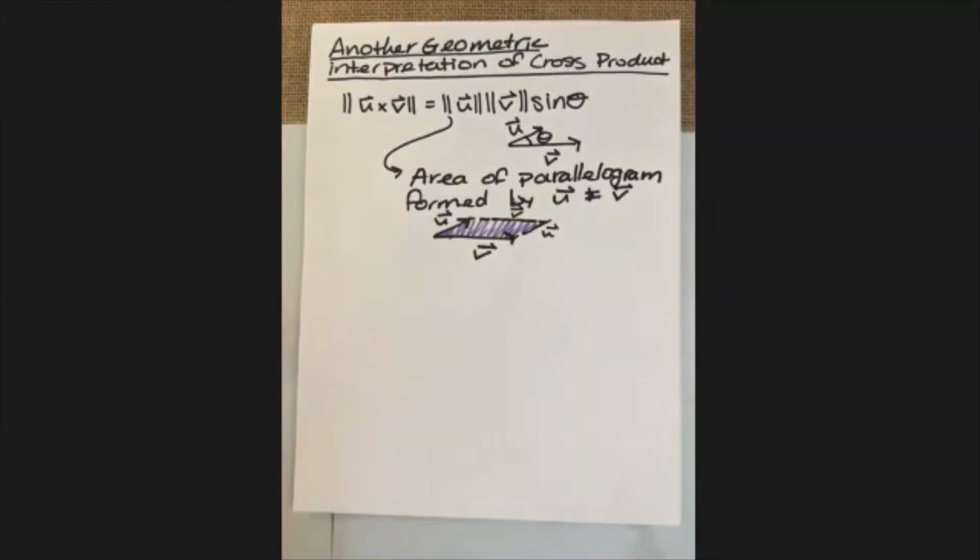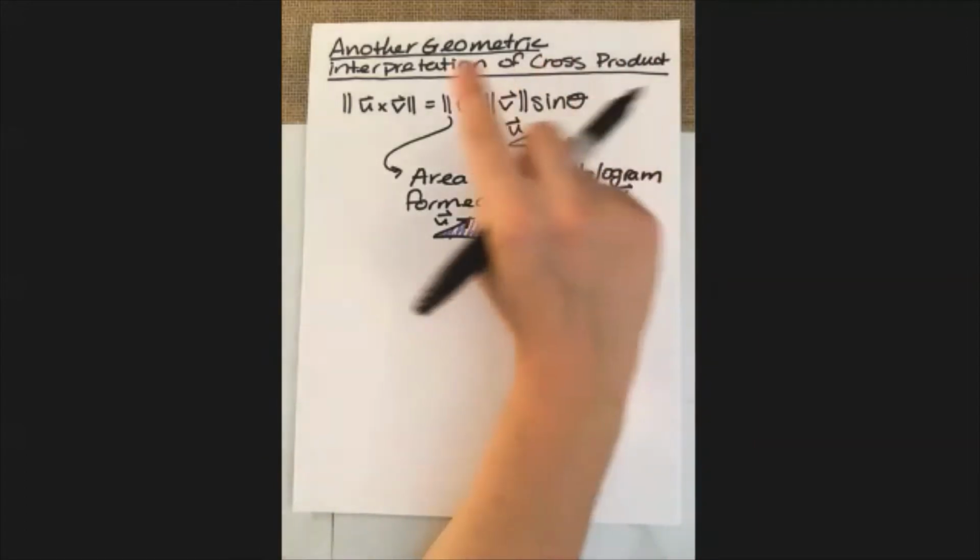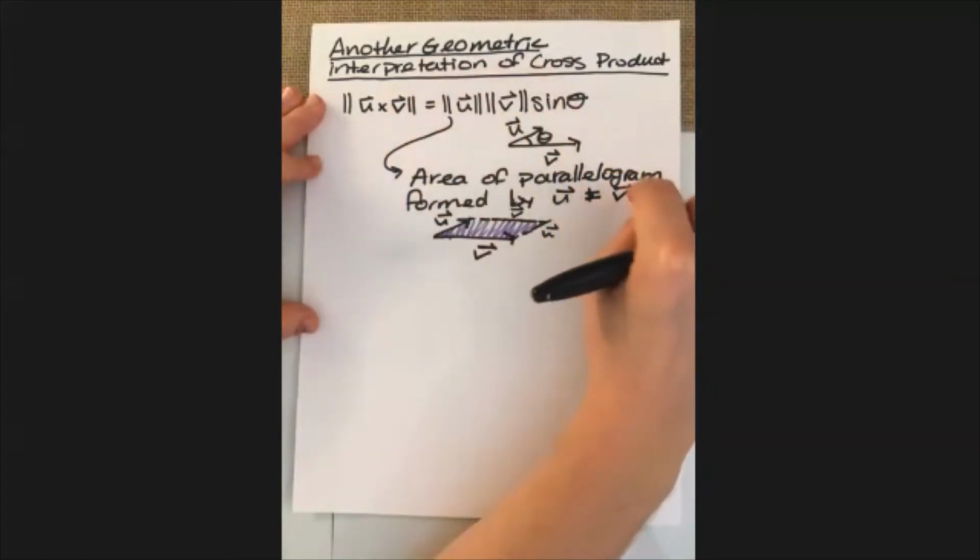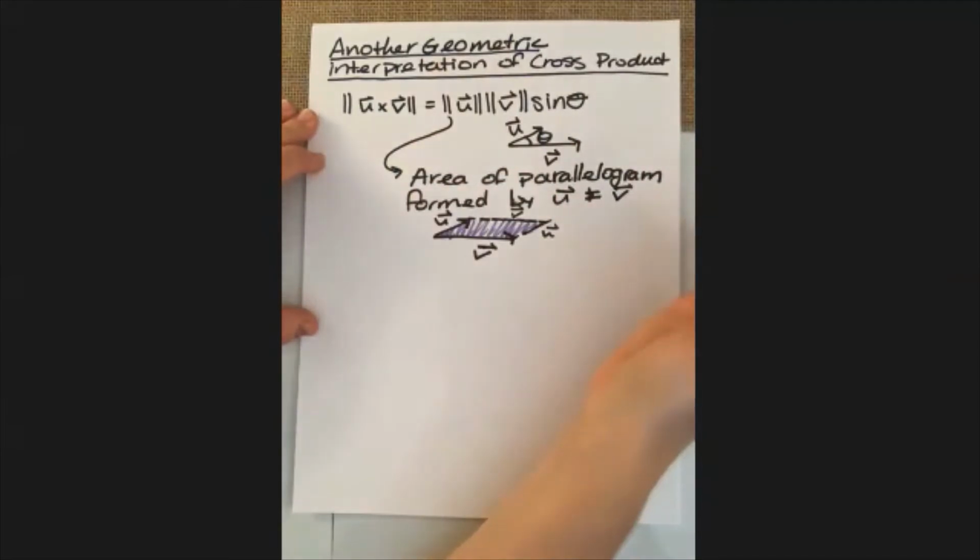Now, a couple of videos ago, we talked about how the determinant can give you the area of the parallelogram, but the determinant can only give you the area of a parallelogram if you're working with two-dimensional vectors. The nice thing about this cross product is that it gives you the area of the parallelogram when you're working with three or higher dimensional vectors.